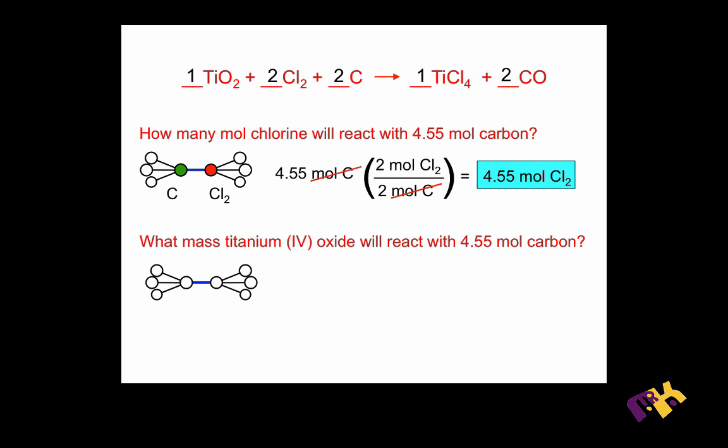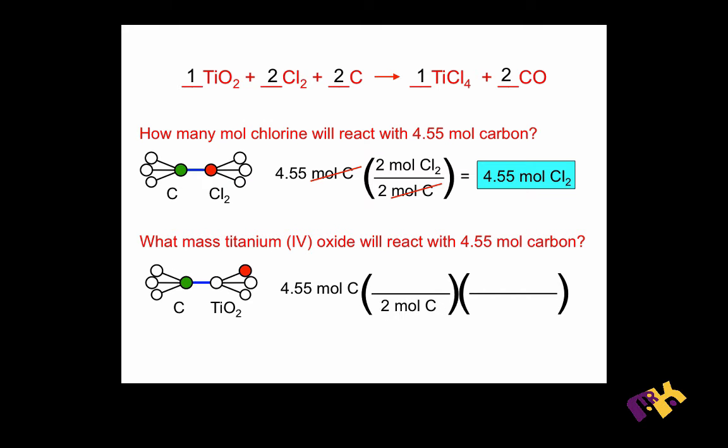All right, the follow-up question to that then is: what mass of titanium 4 oxide will react with 4.55 moles of carbon? All right, so consider where we're going to be in our diagram. We're going to be starting in moles of carbon. We're given that. And we need to get into mass in grams of titanium oxide. All right, always start with what you're given: 4.55 moles of carbon. What's the next step? And then what would be the ratio? What would be the setup?